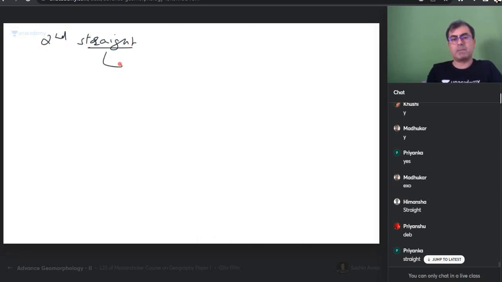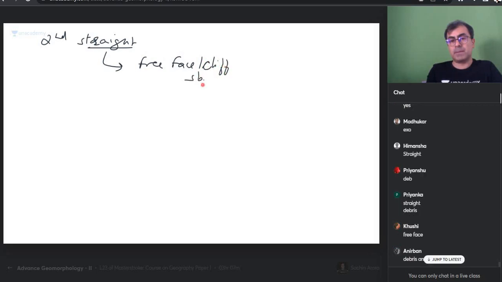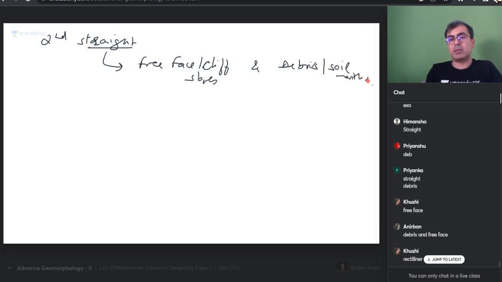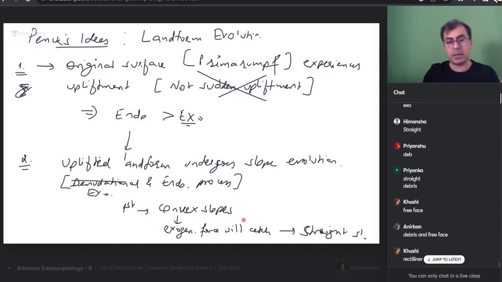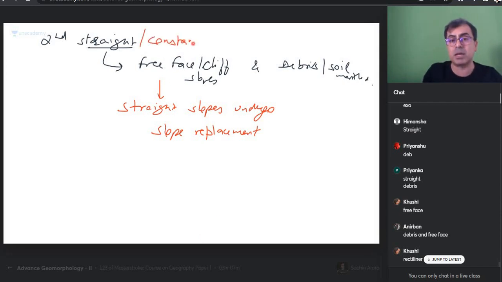Straight slope means which slopes? Free face or cliff slopes. And which slope? Debris slope, talus slope, soil mantle slope. Now here we have to see that straight slopes undergo slope replacement. Do we get that? So slope replacement will not begin in the beginning. Initially, what Davis was saying will happen. Penck's belief is that exogenetic forces, mostly fluvial, will act here. Fluvial will make them constant. Whatever is convex, they will turn into constant. Is everyone okay? Straight slopes are also called constant slopes.